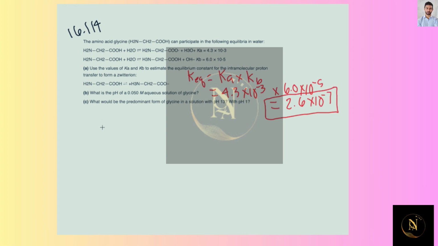For part B, it asks what is the pH of a 0.05 molar aqueous solution of glycine. To do this, we're going to have to use an ICE table and a Ka value to be able to get that answer. So the first thing we need to do is write out our equation.